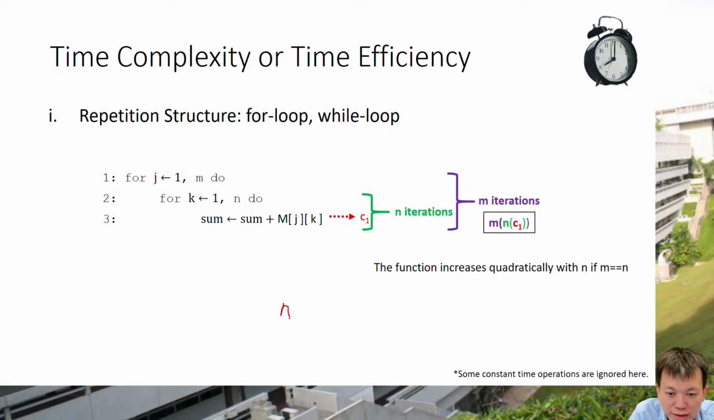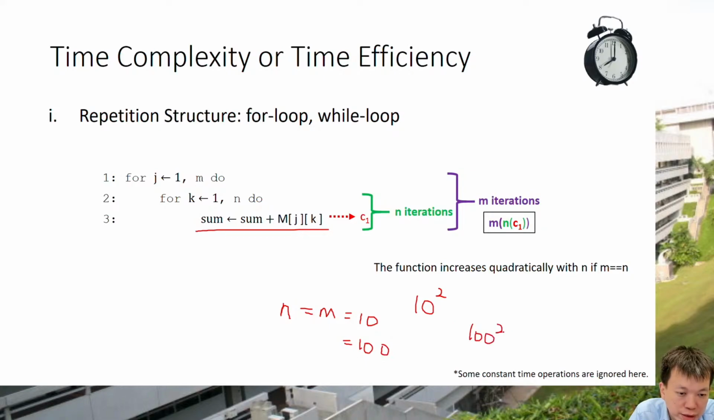If my n equals m equals, let's say 10, how many iterations do I need? Total number of iterations on this particular operation is 100. If my n and m equal 100, you can expect that you will go to 100 squared. Yep. So that is the repetition structure. Okay, I think this is a simple case.